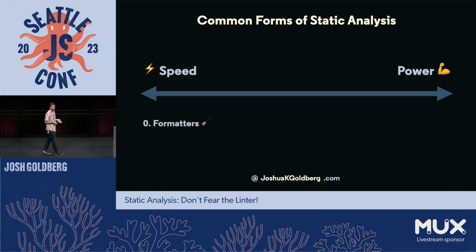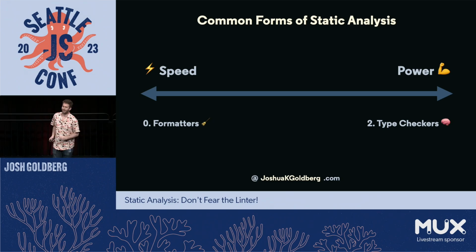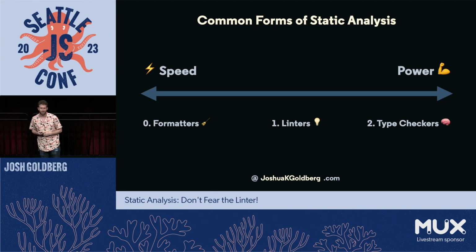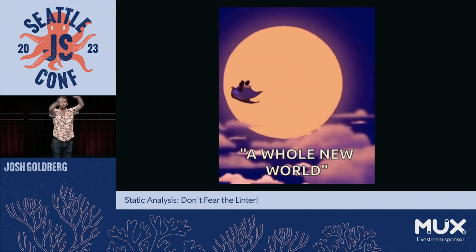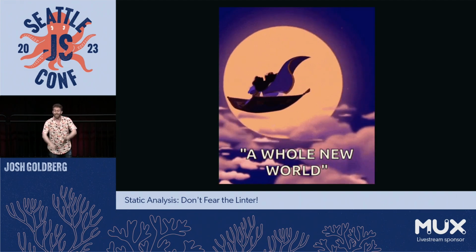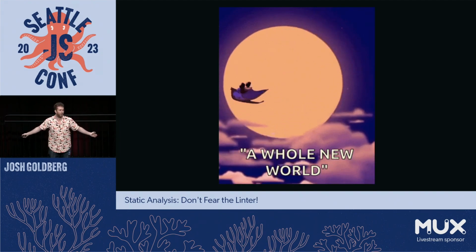Now, there are three typical forms of static analysis you'll see in the wild. You might see formatters. Who here uses Prettier or dprint or fmt? Awesome. And then you have the more powerful ones like TypeScript, yay, TypeScript. And then in the middle you have linters, which are kind of sitting in between the two, and that's the area that I sit in. But we're going to cover all of them because it's a whole new world of awesome stuff. And each of these three tools gives you a lot of benefit.